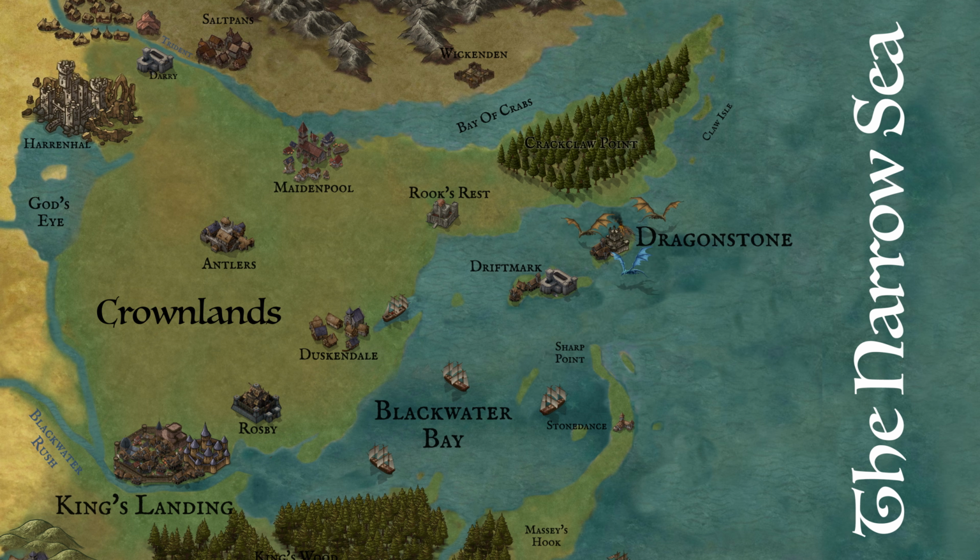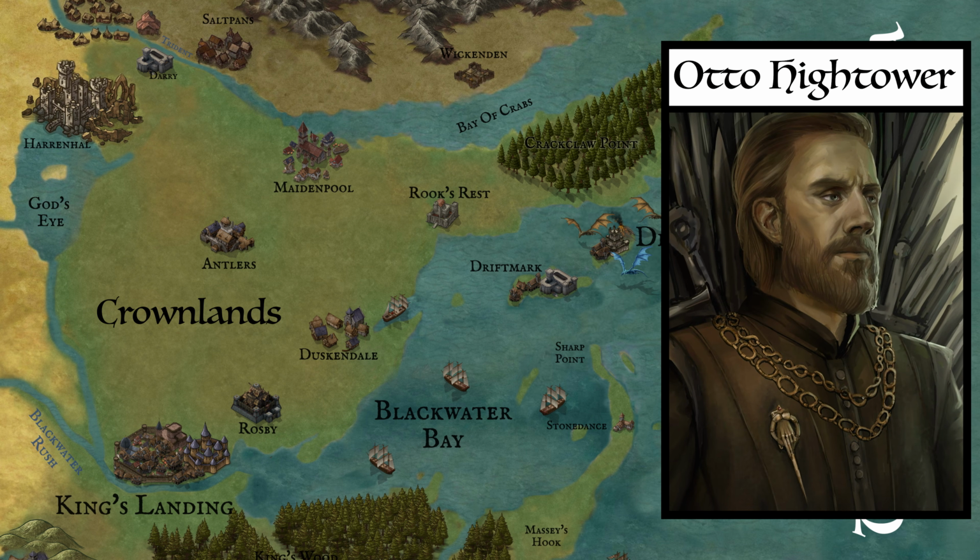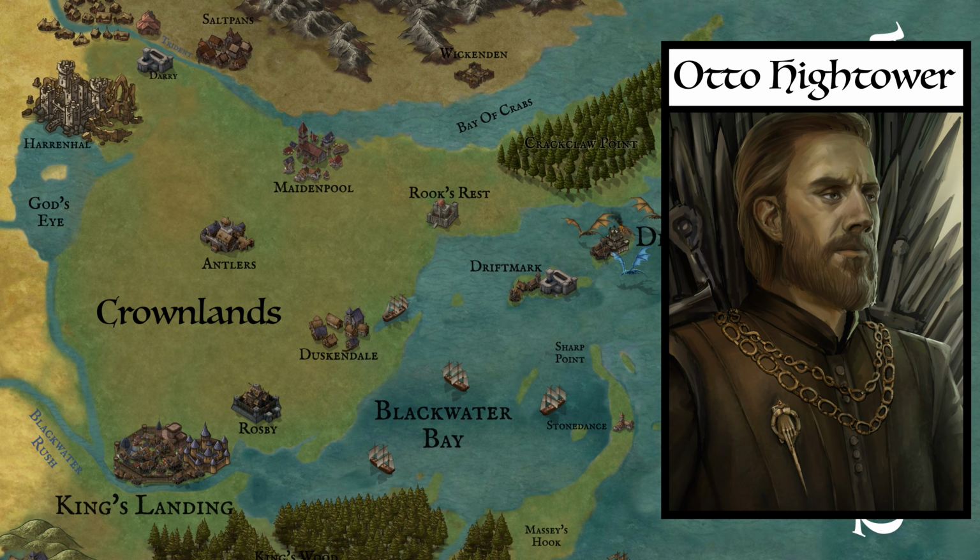At the onset of the war, House Velaryon secured Blackwater Bay, their fleet sealing off the Gullet and denying passage to their enemies. In response to the Blacks' early success, most notably Prince Daemon's seizure of Harrenhal, Otto Hightower, the then Hand of the King, devised a plan to break that blockade.